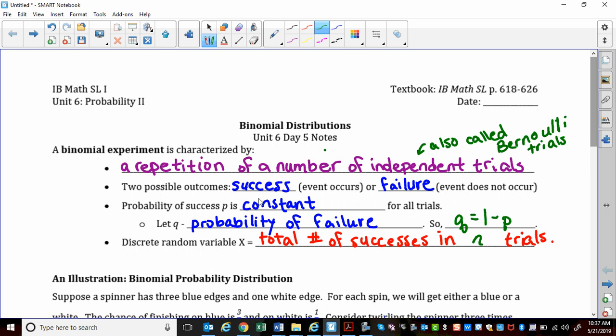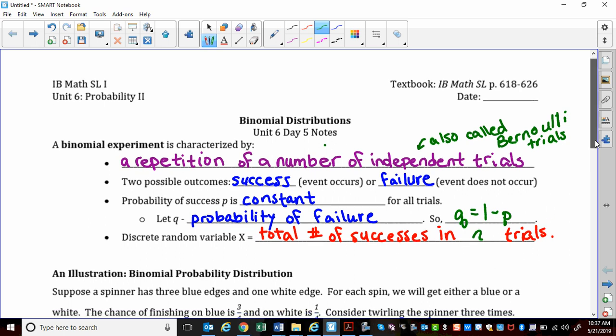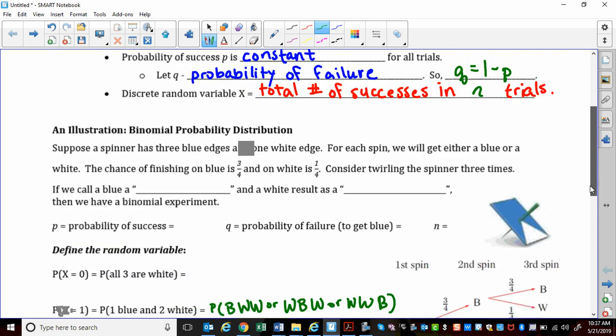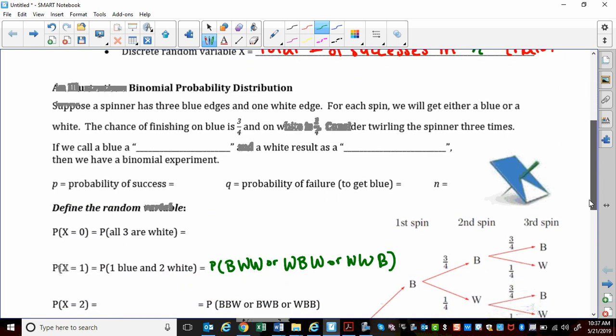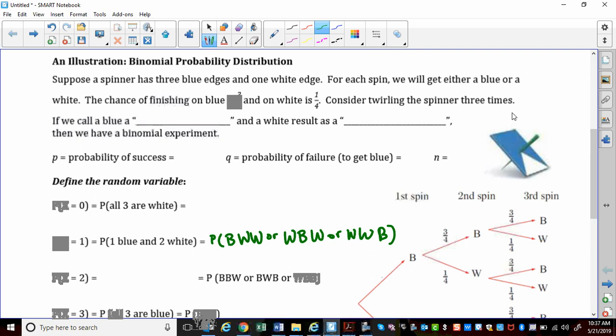A discrete random variable is going to be X, which is the total number of successes in a number of trials. And I know this is a lot of wording. We're going to go over an example right now. An illustration of a binomial probability distribution. So this is actually going to be using the binomial theorem.